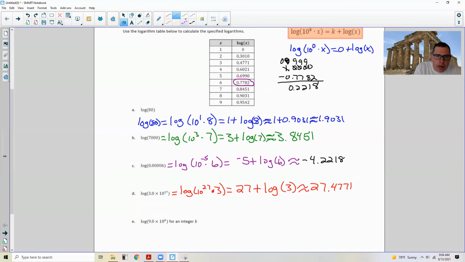All right, part E. For an integer k, they made this in general, so we're going to come up with a rule now. I have the log of 9.0. I'm going to rewrite this as the log of 10 to the k times 9. And that is going to equal k plus the log of 9. And that's going to be an approximation of k point 9542, if k is positive.